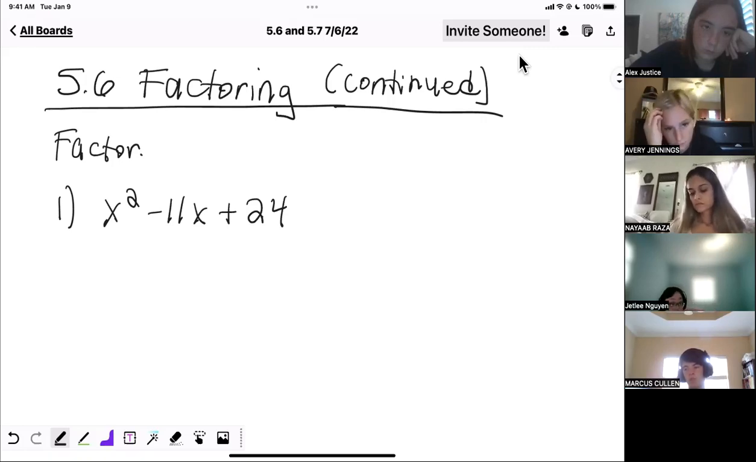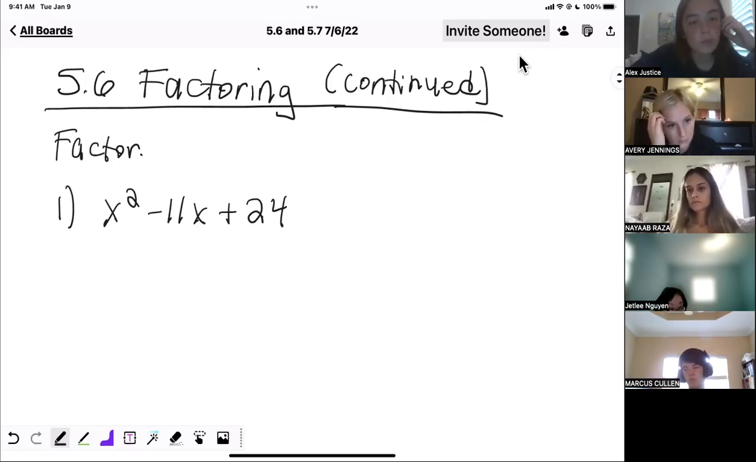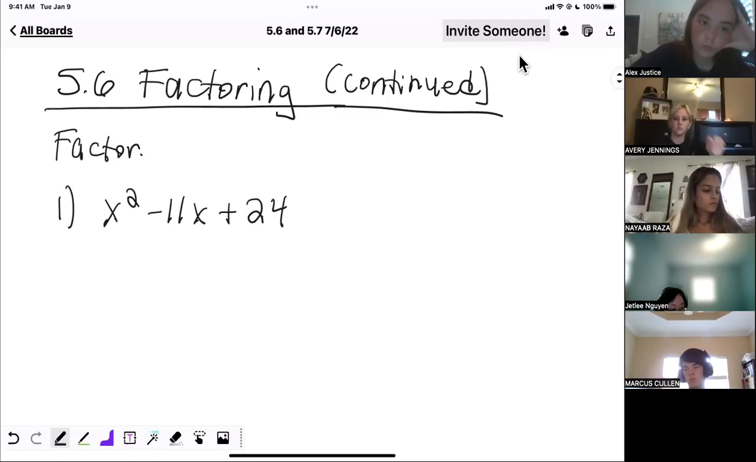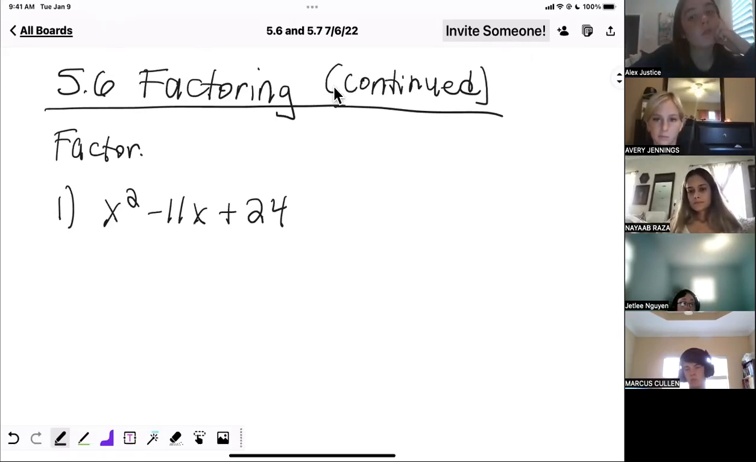I probably said this already, but factoring is the key skill for college. It really is. Until you finish math in college, you're not going to ever get rid of factoring. It's going to be here forever until you finish all the math you need in college.